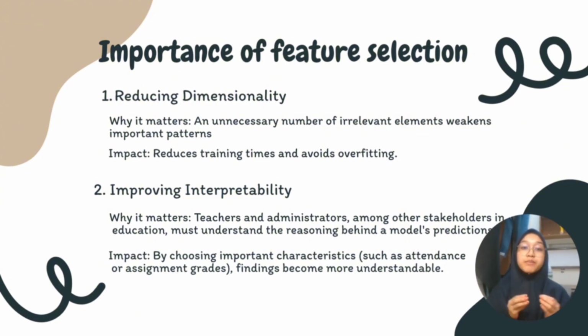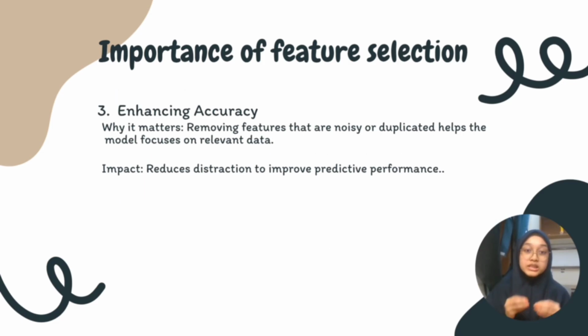The second one is improving interpretability. In the education sector, it is important for stakeholders such as teachers or administrators to understand model decisions. Focusing on key features like attendance and assignment scores makes the predictions easier to interpret. The last one is eliminating noisy or unrelated features, which allows the model to concentrate on the most informative data, which improves overall accuracy.